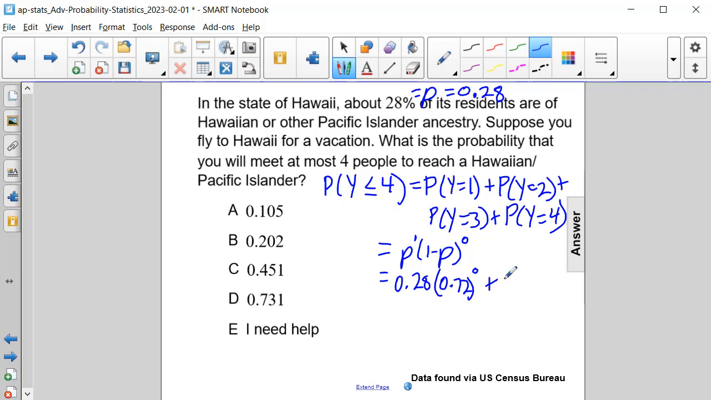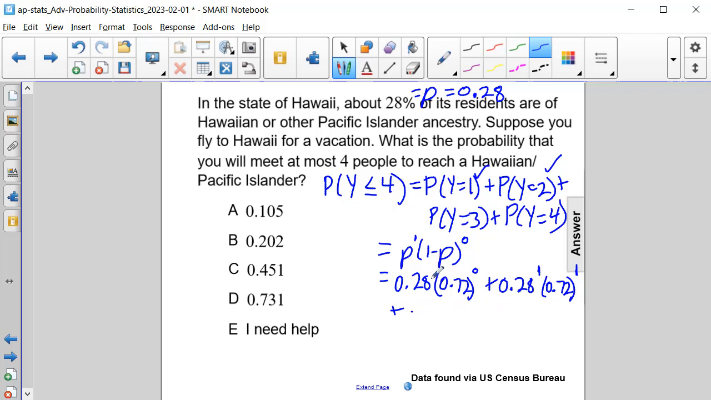Well, that's going to be our 28 hundredths to the first power. And then we also met another person along the way who was not of Hawaiian or Pacific Islander ancestry, so that'll be 72 hundredths also to the first power. So these two are taken care of. Now we have to find the probability of these remaining two and continue to add them, or evaluate and then add.